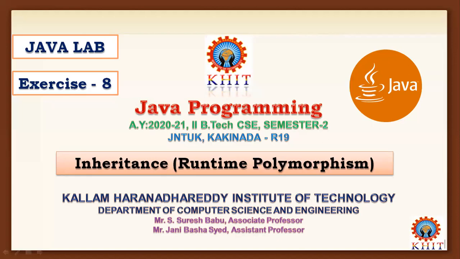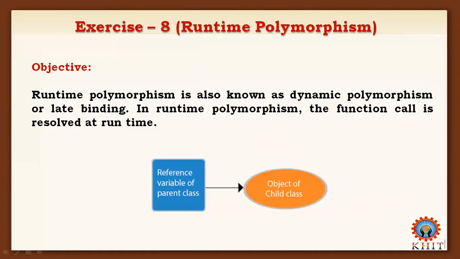So just take this exercise 8 for runtime polymorphism. In a couple of days, we're going to start exception handling. So till now, just practice this runtime polymorphism of exercise 8. The objective of this exercise 8 is, we know that runtime polymorphism is also known as dynamic polymorphism or late binding. That means at runtime.